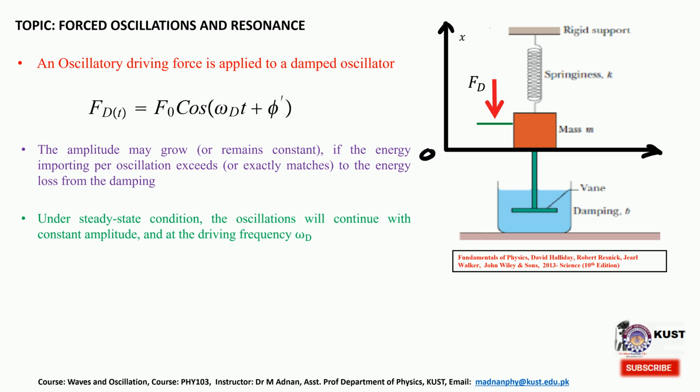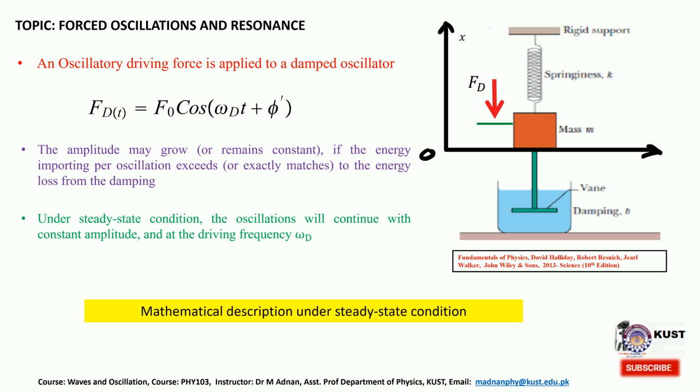Under the steady state condition, the oscillation will continue with constant amplitude, and the oscillator will now be oscillating with the driving frequency omega d. Now in this lecture we will see the mathematical description of this forced oscillator under the steady state condition.